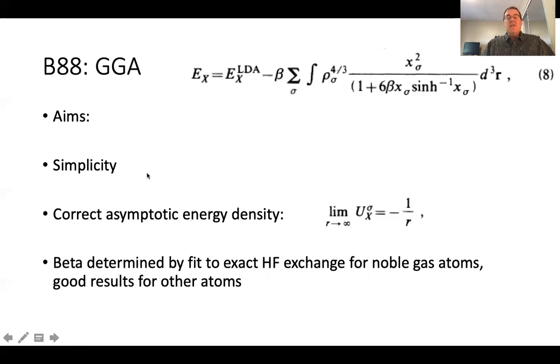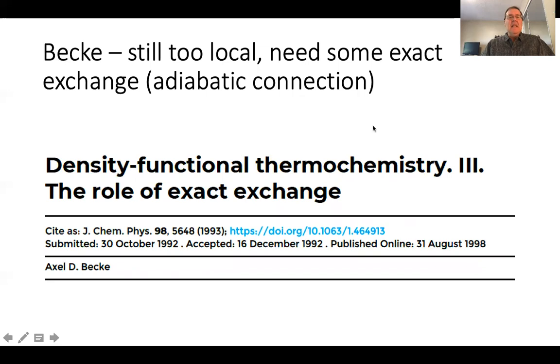Its aim is simplicity. So, you know, anything that has an inverse hyperbolic sine in it never feels very simple to me, but it has natural behavior that works. It's got the correct asymptotic energy density, and what he wanted was to get the exchange energy right for noble gas atoms, and what he wanted to do is compare with exact Hartree-Fock, which does pretty well for that. So he fit his parameter, beta, in order to get that right. And this was a definite improvement.